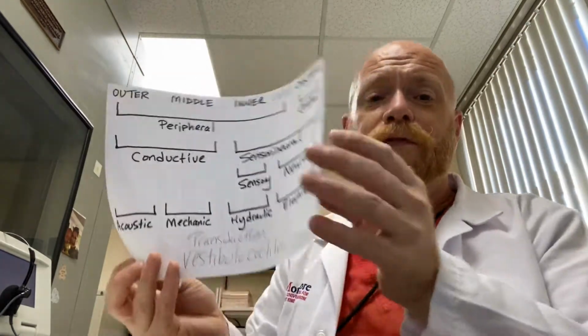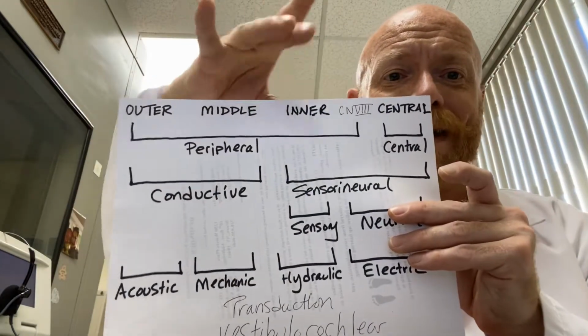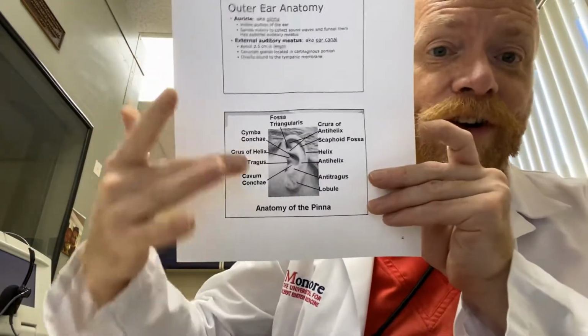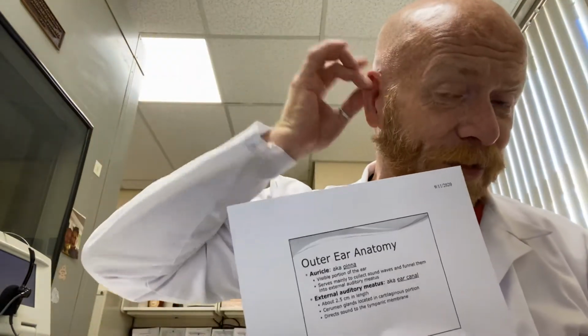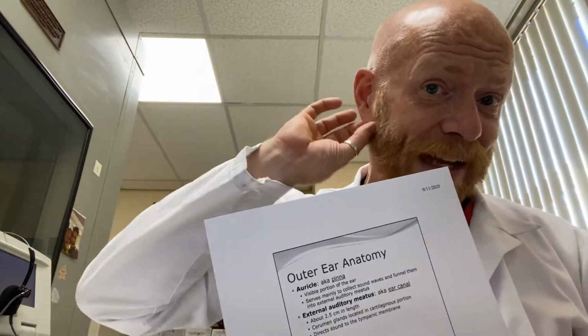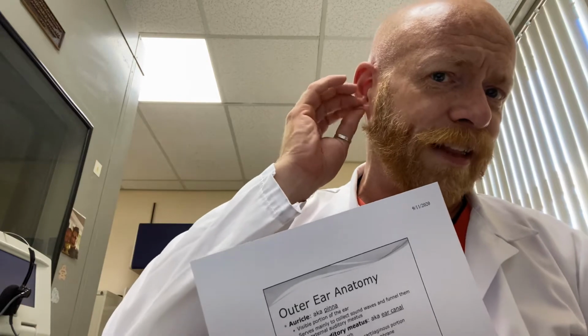So, anatomy and physiology. I went through very briefly outer, middle, inner, and central. We're going to talk a little bit more detail about what those are. When it comes to the outer ear, we are talking about the pinna. This hard cartilage on the outside isn't the earlobe. You could call this part the earlobe, although more often than not, that's called just the lobule. But don't call this the earlobe.